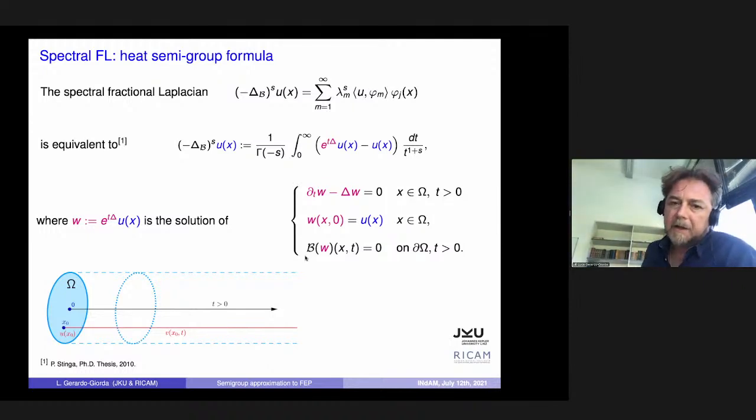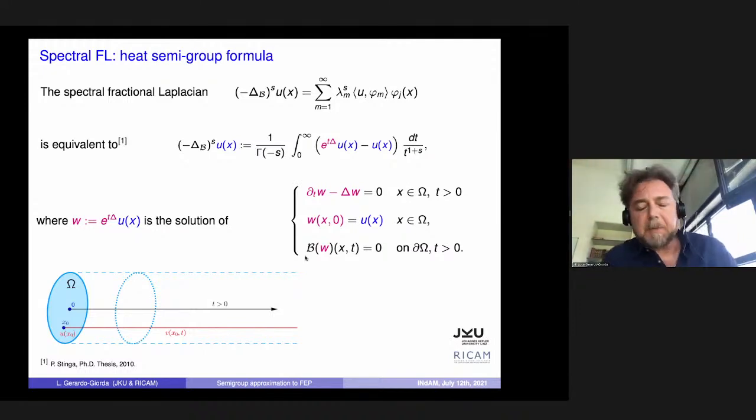And we integrate between 0 and infinity the difference between the solution at time t of the heat equation and the initial condition with respect to a measure which is 1 over t to the power 1 plus s, where s is the order of the fractional Laplacian. Now, what is the advantage of this formulation?